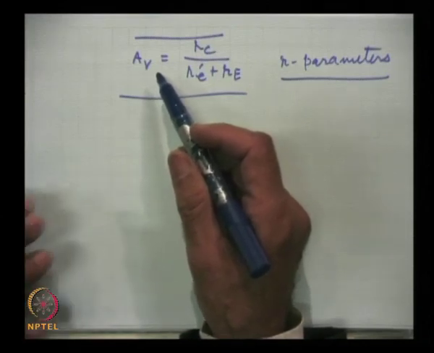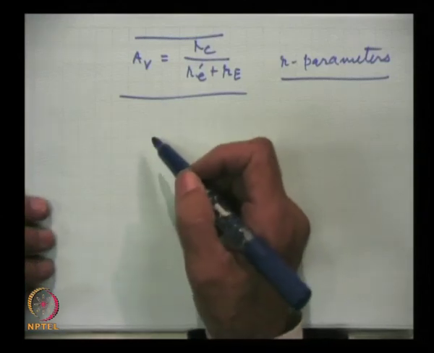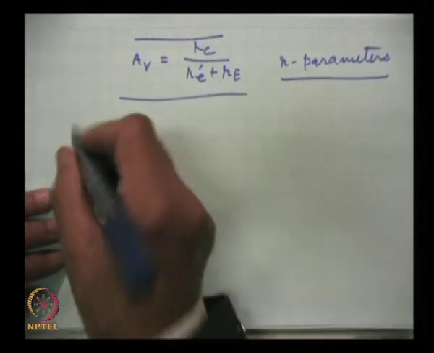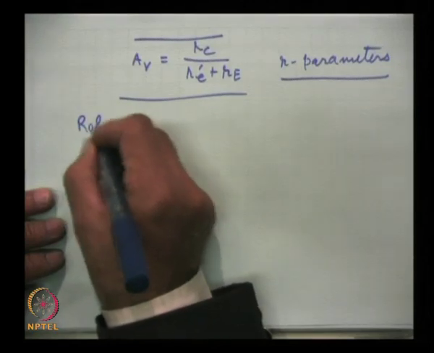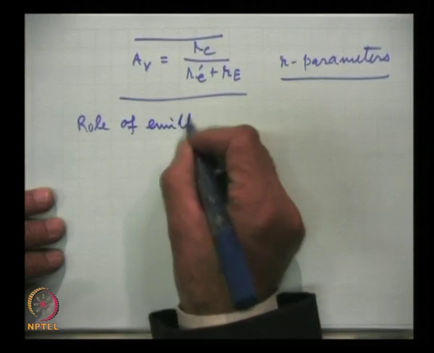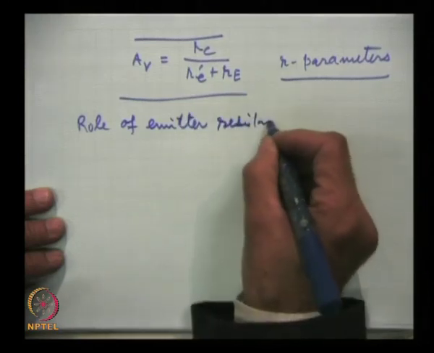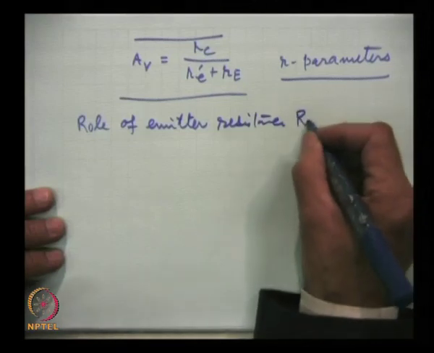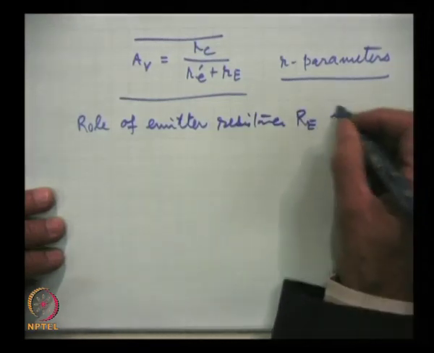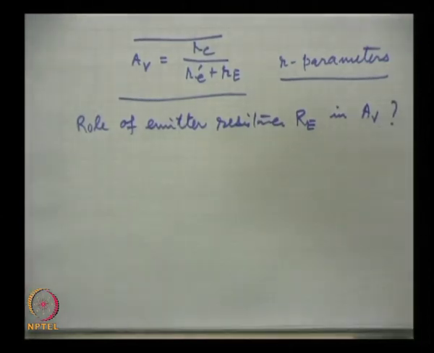Now, let us discuss the role of ammeter resistance Re in the voltage gain.